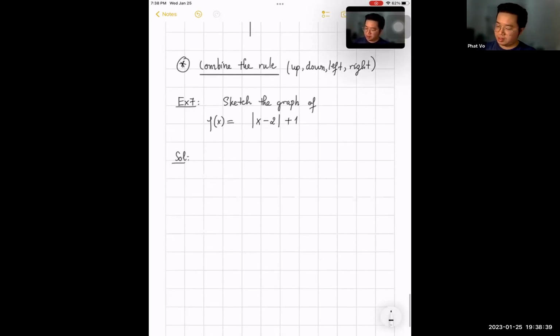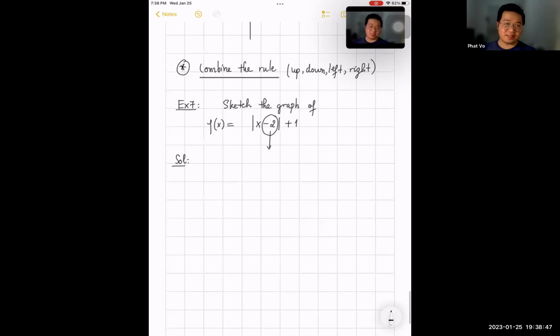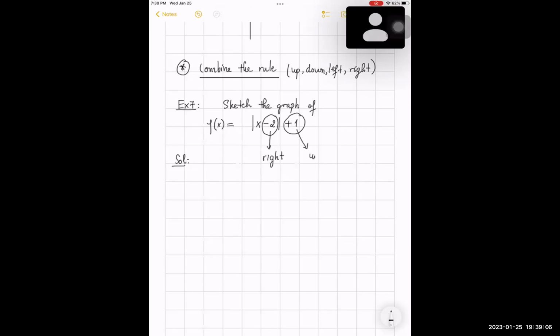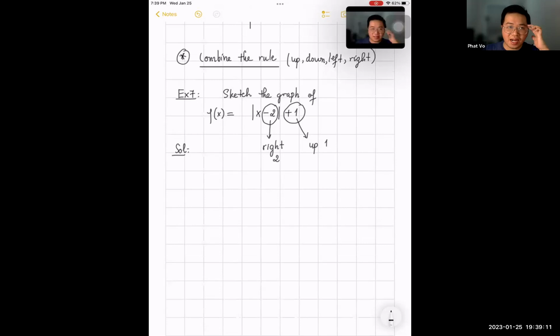Solutions. So you can see minus 2 is inside, so that is in minus, right? Do you go to the right or the left because it's inside the function? It should go to the right, right? Give the second rule. And 1 here is outside, so you will go up or down? Up. Yeah, up 1. Right 2. So thinking in your mind, go to the right 2 and go up 1.